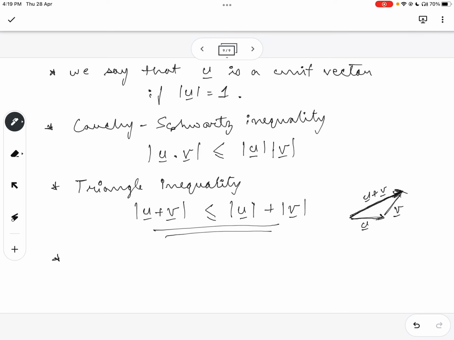We'll come to orthogonality now. Suppose we have two vectors u and v belonging to the n-dimensional Euclidean space. They are orthogonal if u dot v is 0.